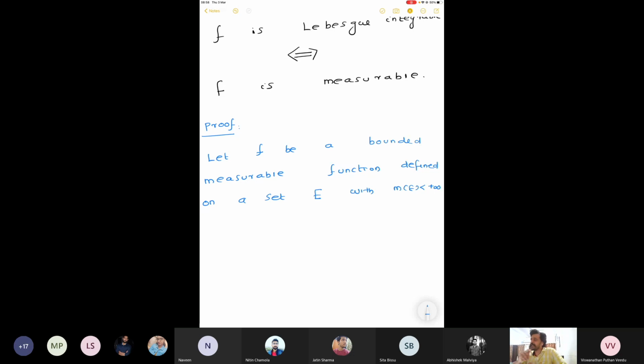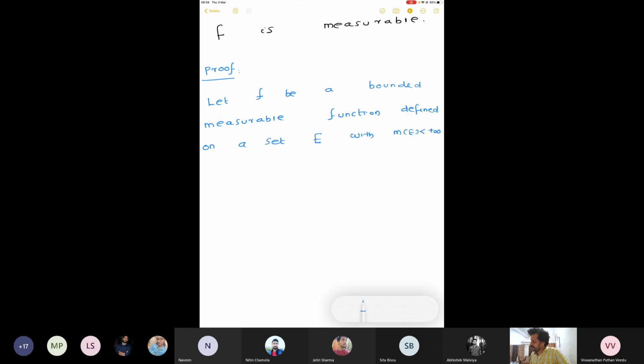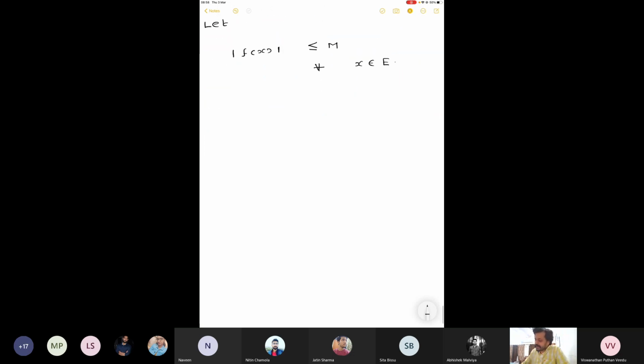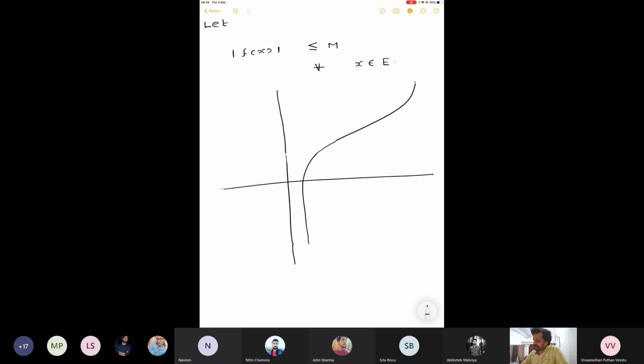For that, we have to prove that the upper Lebesgue integral coincides with the lower Lebesgue integral. Okay. First of all, we know that the function is assumed to be bounded. Let |f(x)| be less than or equal to M for all x in E, because of boundedness. Such an M exists. Okay. So roughly the graph will be something like this. f(x) will lie between minus M and M.